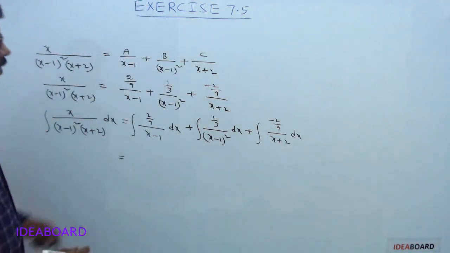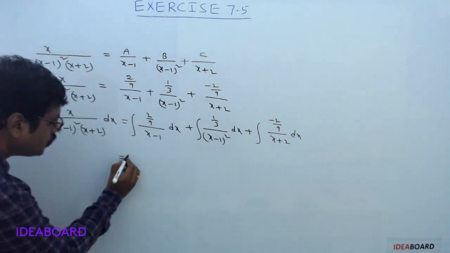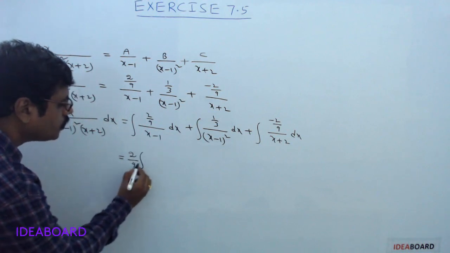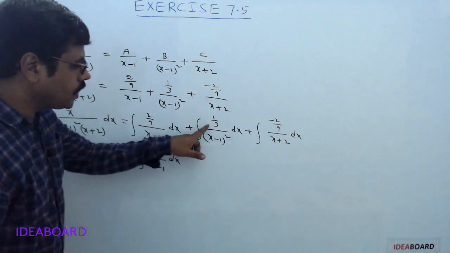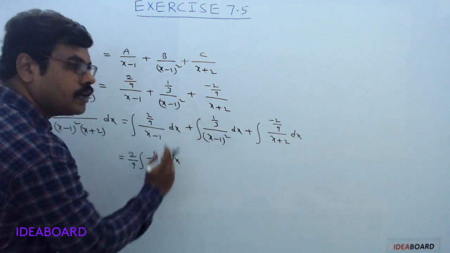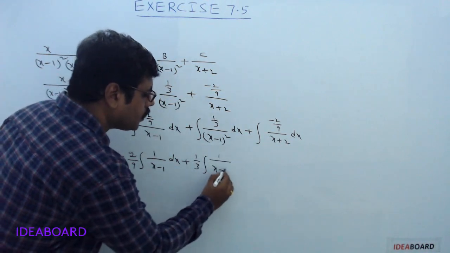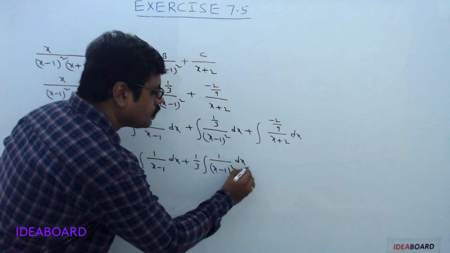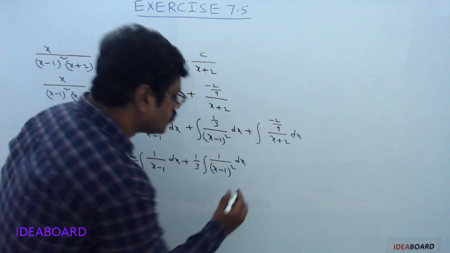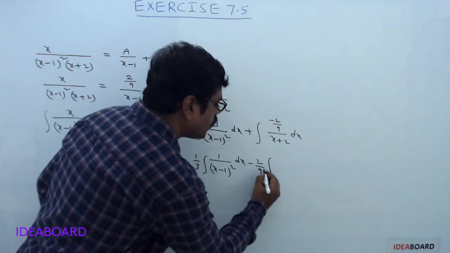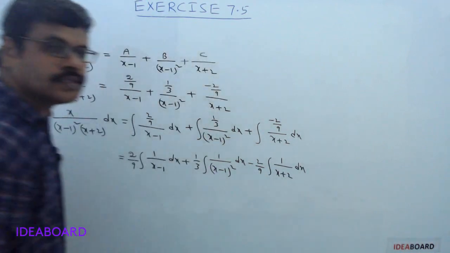Now here 2 by 9 is the constant term. You can take it outside of the integral. This is 2 divided by 9 into integral of 1 by (x minus 1) dx. 1 by 3 is the constant term. You can take it outside of the integral. 1 by 3 into integral of 1 divided by (x minus 1) whole square dx. Here minus 2 by 9 is the constant term. You can take it outside of the integration. Minus 2 by 9 into integral of 1 divided by (x plus 2) dx.